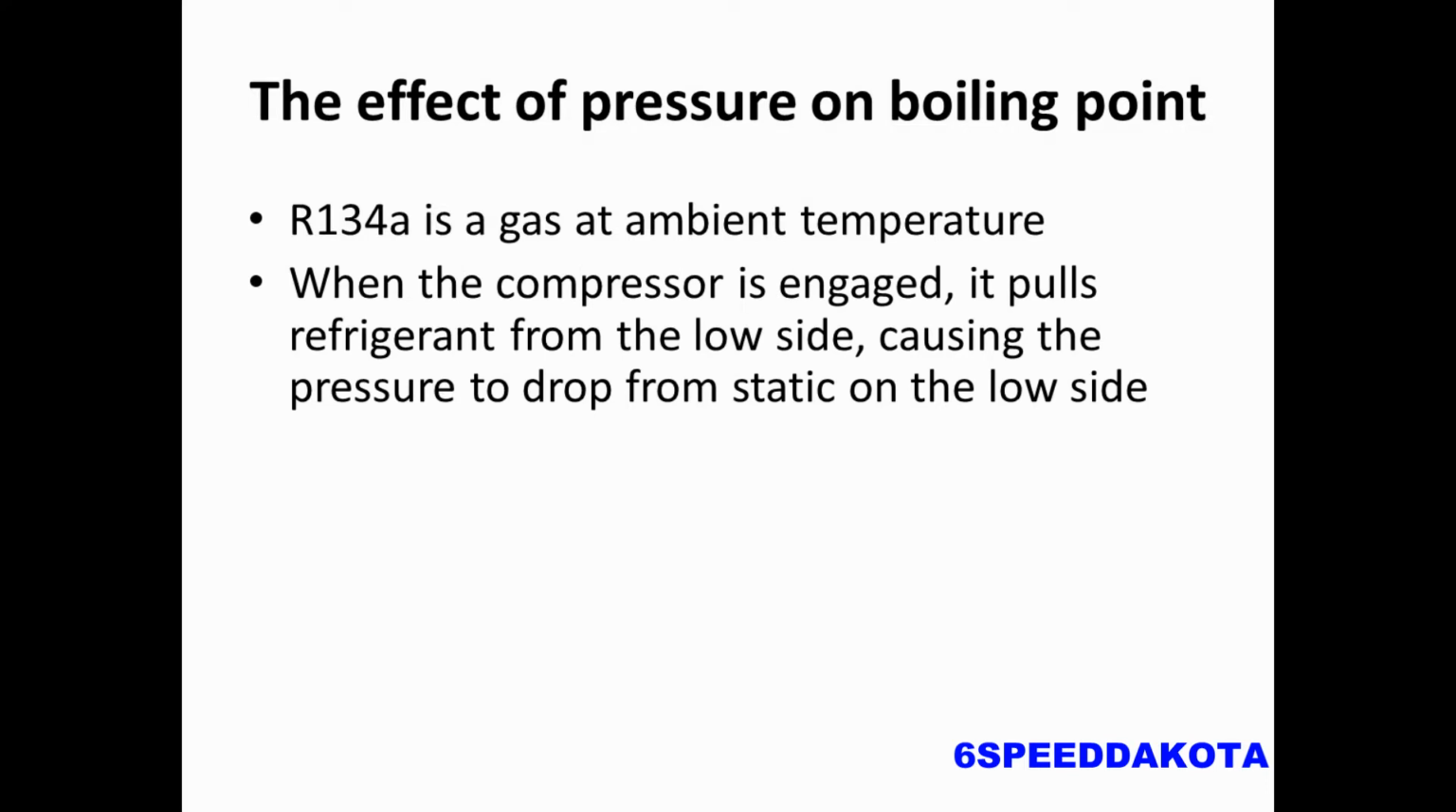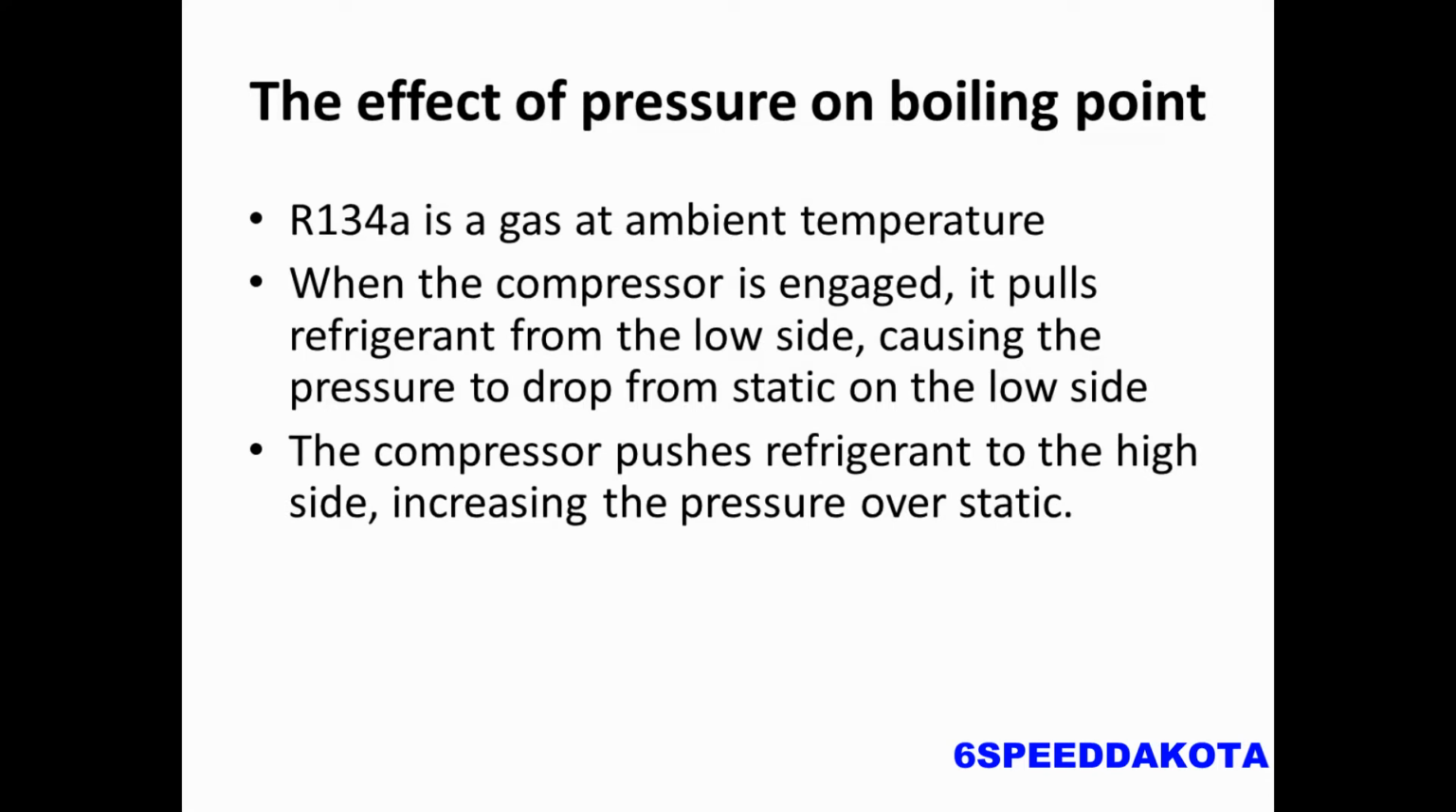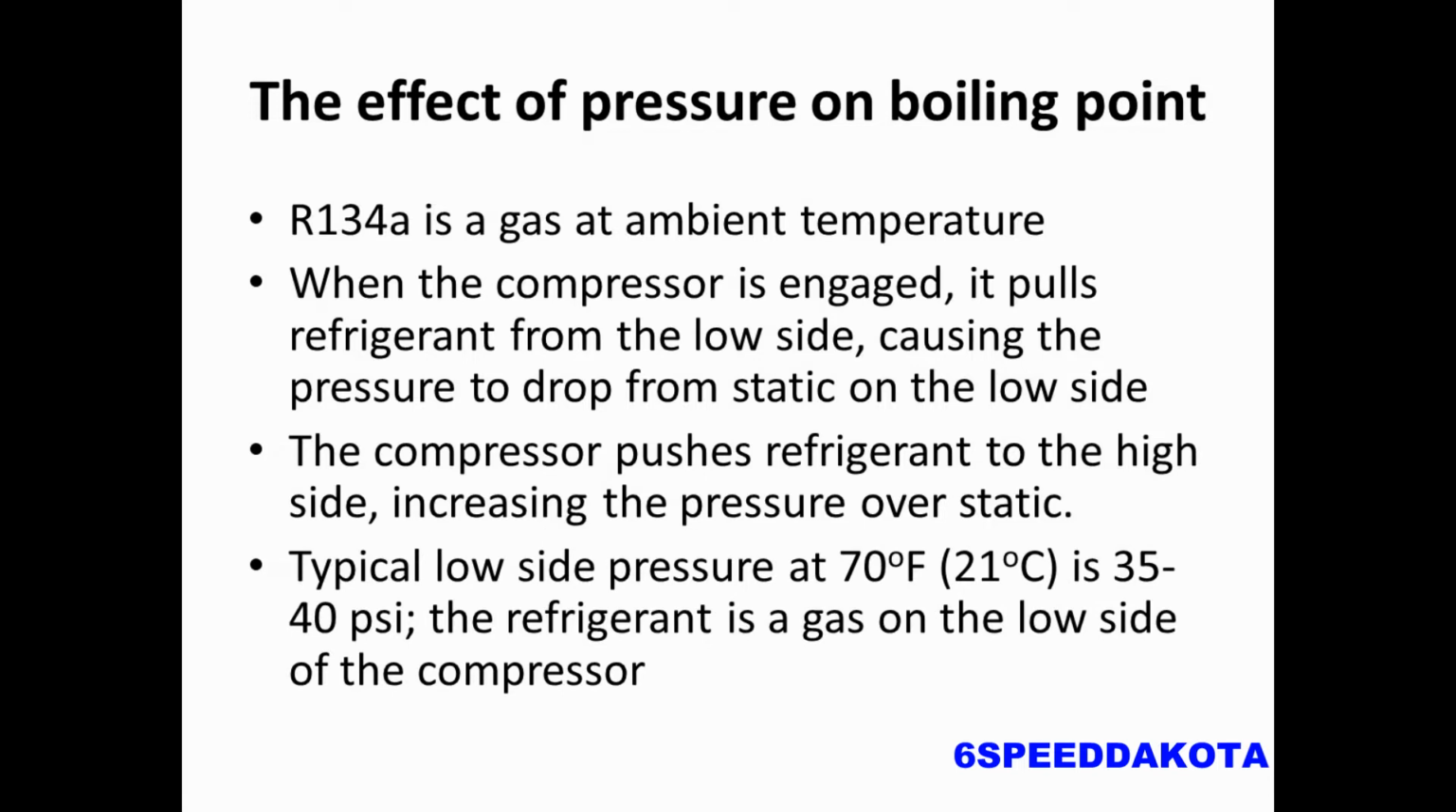When the compressor is engaged, it pulls the refrigerant from the low side, causing the pressure on the low side to drop from the static pressure. The compressor pushes refrigerant into the high side, which increases the pressure over the static pressure. Static pressure is basically what you have when the compressor is not running. So our typical low side pressure when the system is operating at 70 Fahrenheit or 21 Celsius is about 35 to 40 psi.